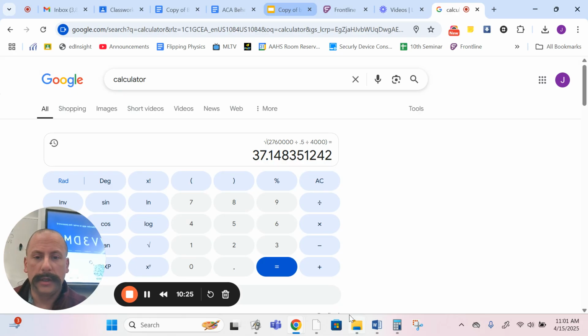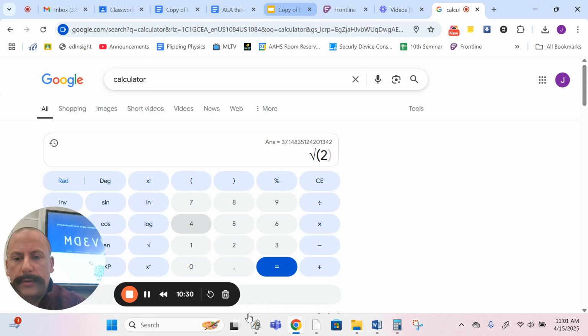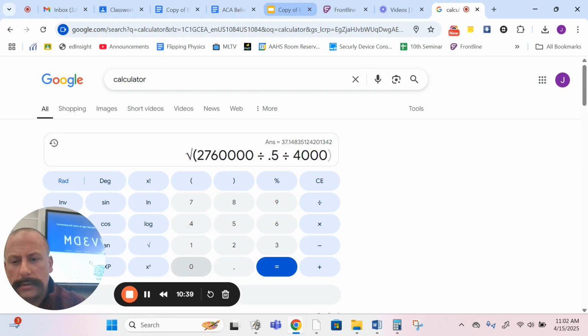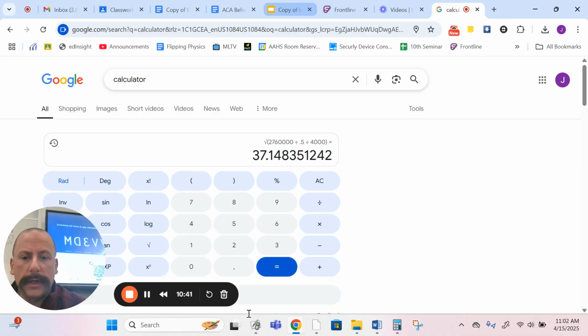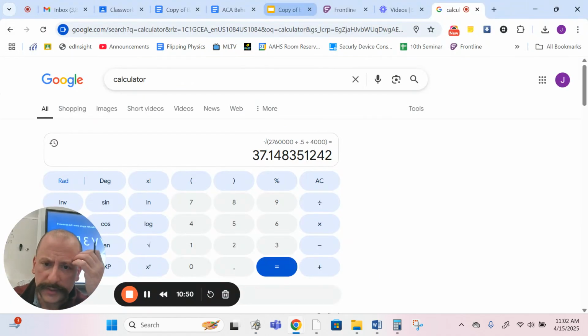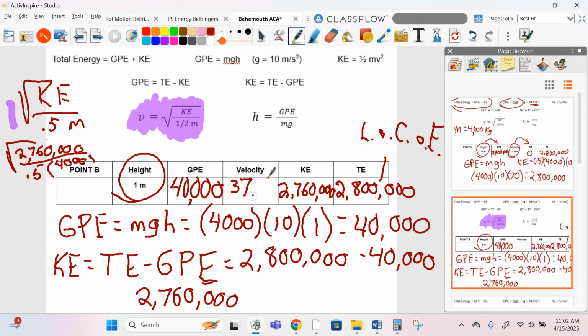That's my answer. Again, square root button, the kinetic energy, which was 2,760,000, divided by the 1/2, which is 0.5, divided by 4,000, close your parenthesis, equals, again, 31.7. And that's what I'm going to put over here in the velocity box. Wait, did I say 31.7? 37.1 is my velocity. And that concludes points A and B and the rest of this video.